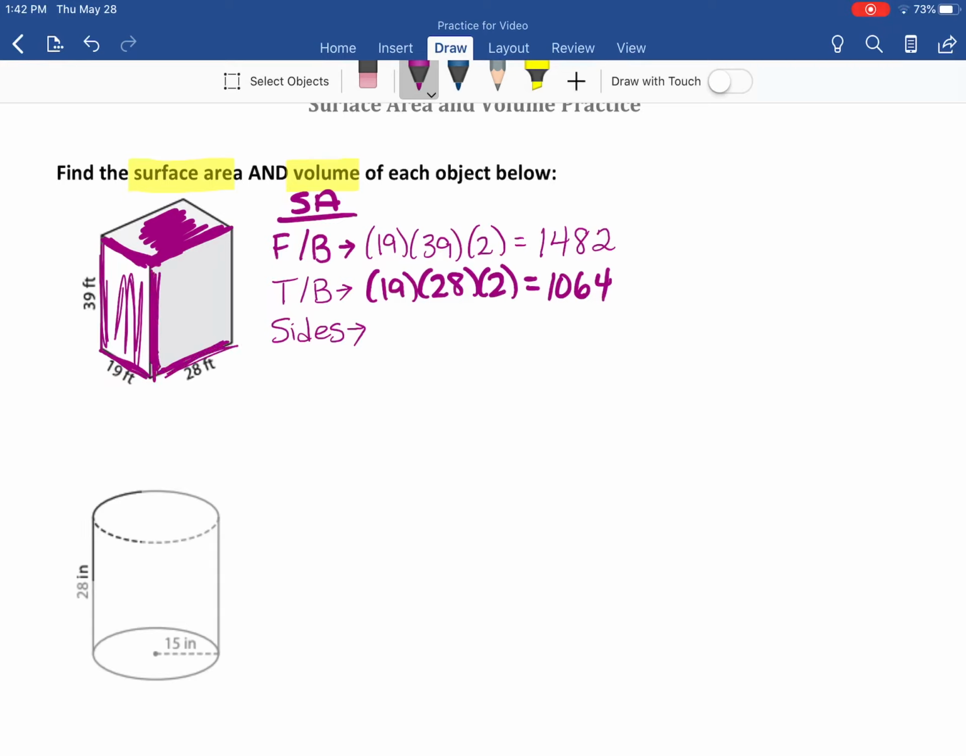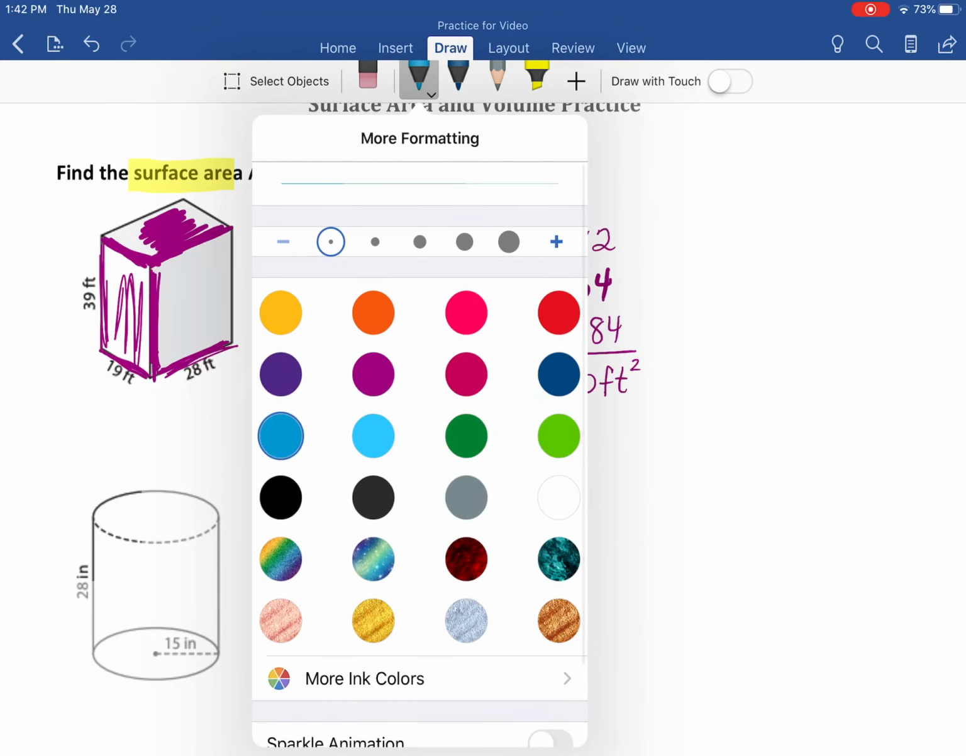And then lastly, the sides, I have length times width. Doesn't really matter which one's your length and which one's your width. So I have 28 by 39, and I'm going to double it because the right side and the left side are exactly the same, and I get 2,184. Now, I'm going to add those all together to get a total surface area of 4,730. Now remember your units here. We're talking in feet, and because it's area, it's going to be feet squared.